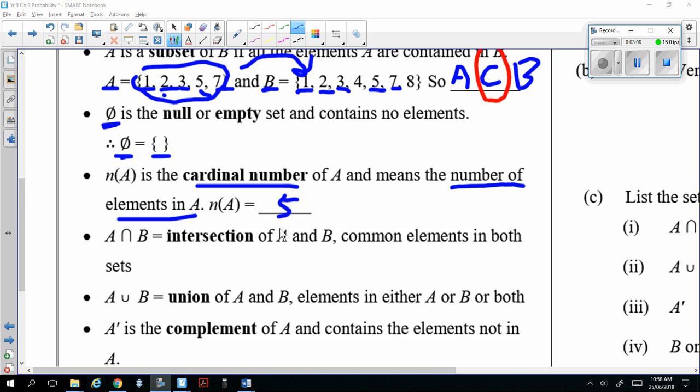What's n(B)? n(B) will be, there are 8 numbers, right? It's just like P bracket, where P is the probability.